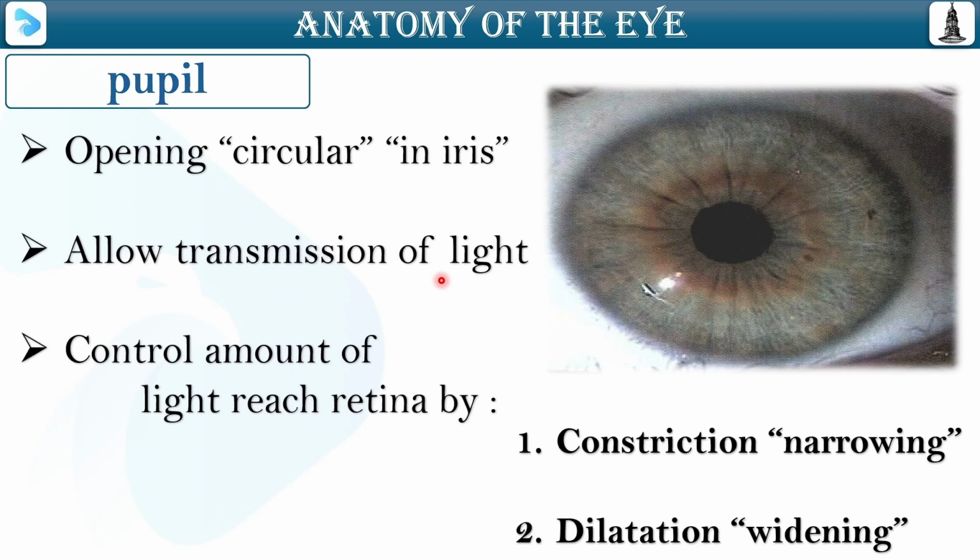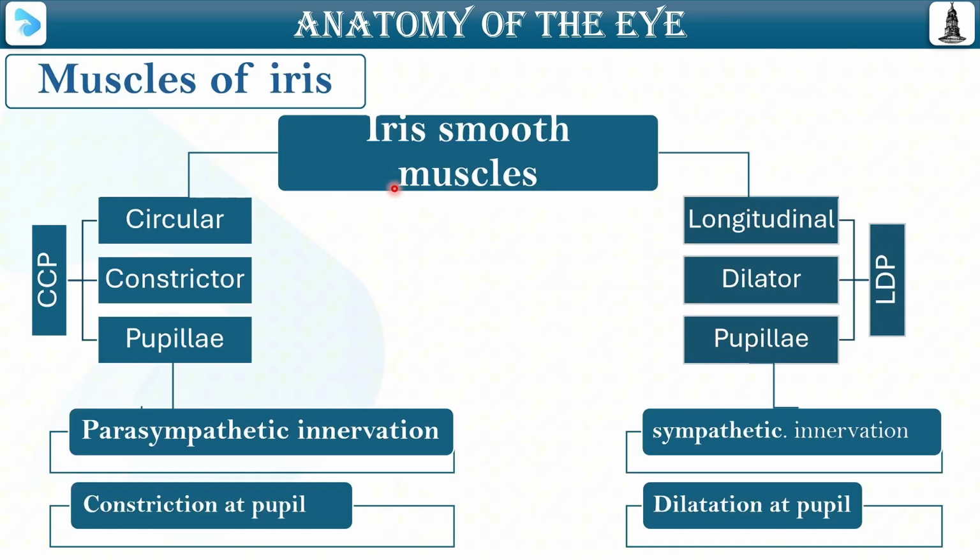Okay, it allows the transmission of light. It controls the amount of light that will reach the retina. By what? By constriction and dilatation. Constriction is narrowing, dilatation is widening, and we will see how this mechanism occurs in the muscles of the iris.